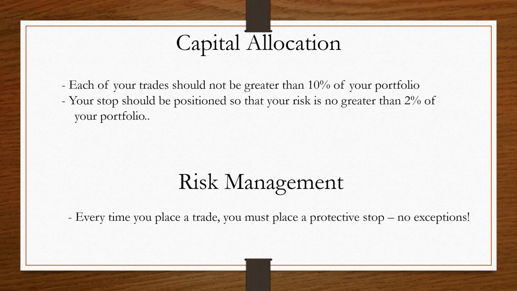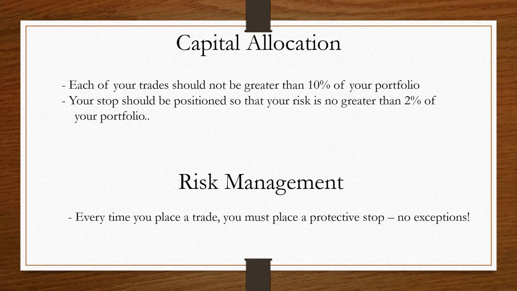So I've shown you a basic trading method, and so to keep you out of trouble here, you also need to pay attention to these two things. During the course, we're going to cover several rules that you need to follow. But for now, these are the two I want you to pay attention to. One is capital allocation. Each of your trades should be no greater than 10% of the portfolio, and your stop should be positioned so that your risk is no greater than 2% of the portfolio. That if the trade turned against you and you were stopped out, you would not lose more than 2%.